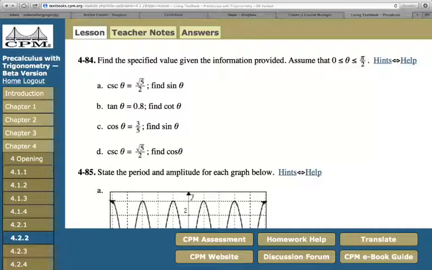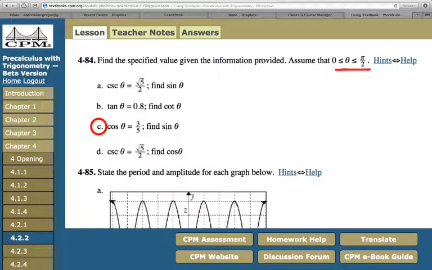Homework question 84, parts C and D were asked, so I was going to go over those real quick here. On part C, it gives you the domain at the beginning of the problem. Find the specified value given the information provided. Assume this to be true.